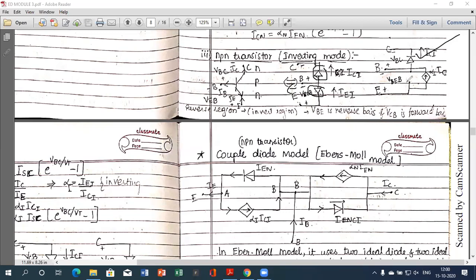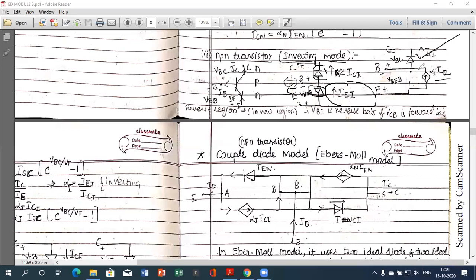This one is reverse biased, acts as an open circuit, but still there is a current called IEI that flows through this diode. Therefore, this open circuit should be replaced by one current source, which is nothing but alpha I into ICI. Here it is replaced by I, meaning it is operating in inverting mode. N means normal mode, I means inverting mode. That is the only change. So this diode operates in forward region. This diode operates in reverse bias, hence replaced by one current source.